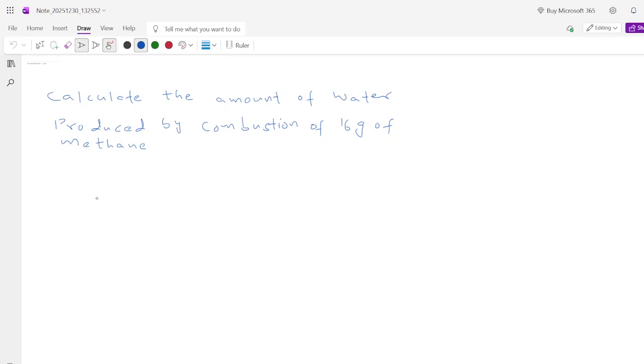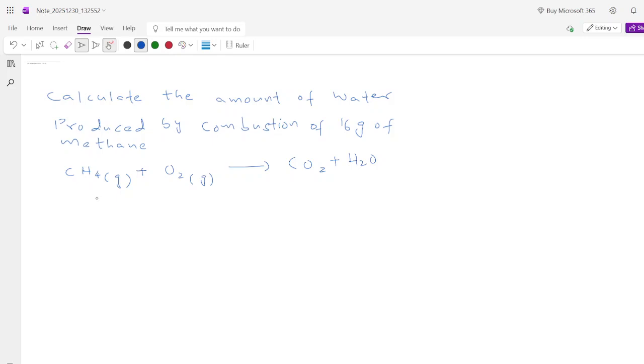So methane, what's the formula for methane? CH4, which is in gaseous state, plus oxygen, which is also in gaseous state. It gives carbon dioxide plus water. Children, you must know how to write formulas and all that very well. Now, we will balance it first.